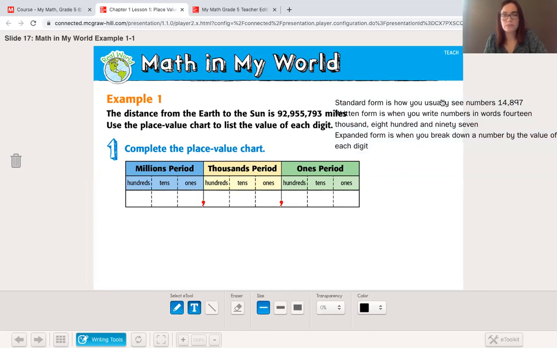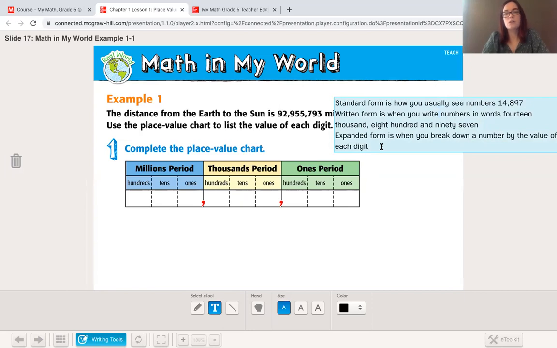So for 14,897, I'm going to use my tool and go back to my text box. The 1 in 14,897 is worth 10,000, so I'd write it as 10,000. The 4 is in the thousands place, so it's worth 4,000. The 8 in the hundreds place is worth 800. The 9 in the tens place is worth 90. And the 7 is in the ones place, so it's worth 7. So that's expanded form. Okay, so those are the 3 forms that we are really going to be working with today: standard form, written form, and expanded form.